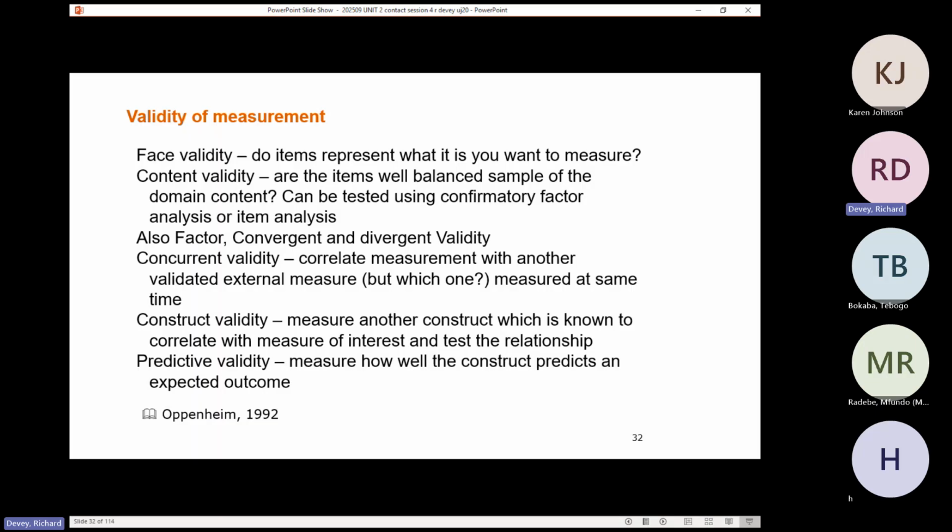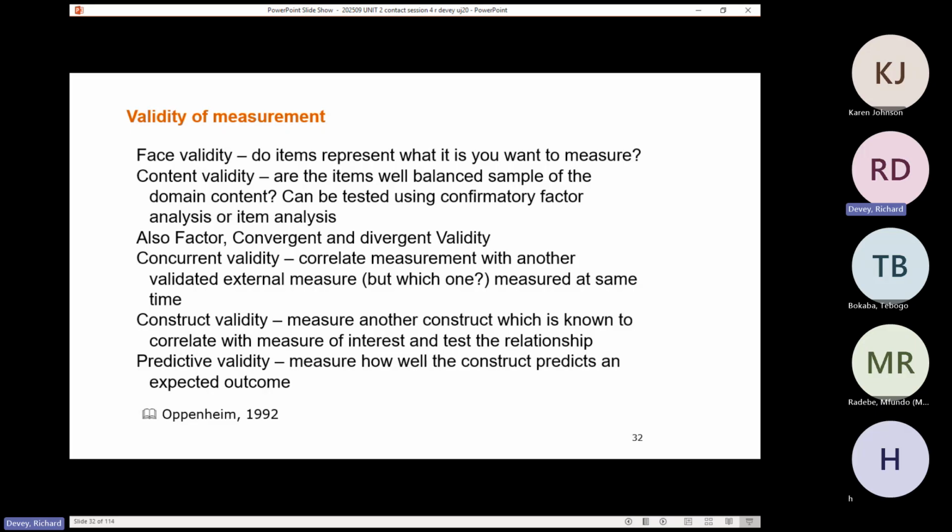Then we've also got concurrent validity. That means you might have two scales that measure self-esteem. If we've got data for both those scales, we can correlate them, and then we know that our measurement is working because they should correlate with each other. If they don't correlate, then we know we've got a problem with concurrent validity. There's something wrong with our measurement.